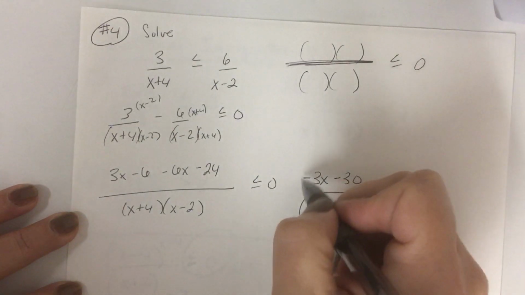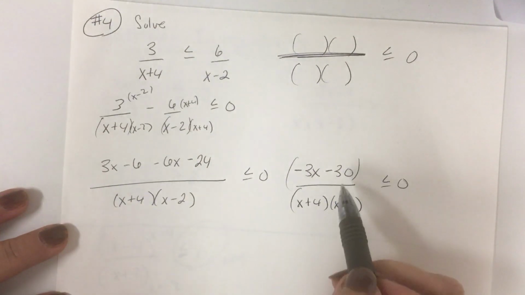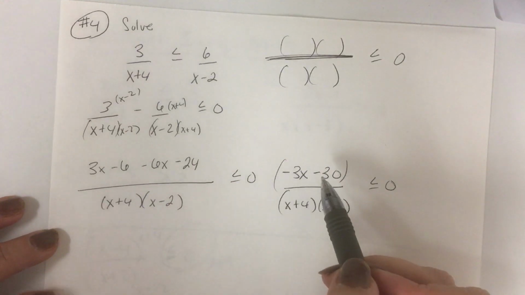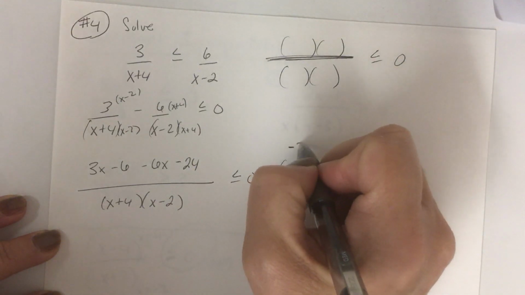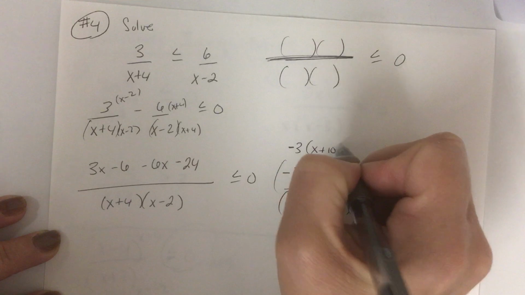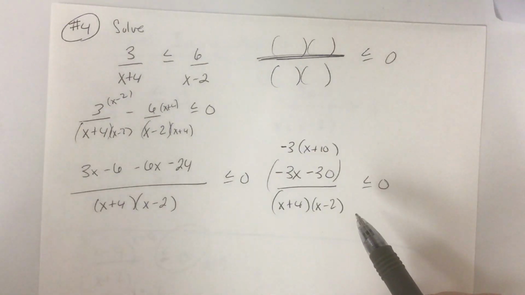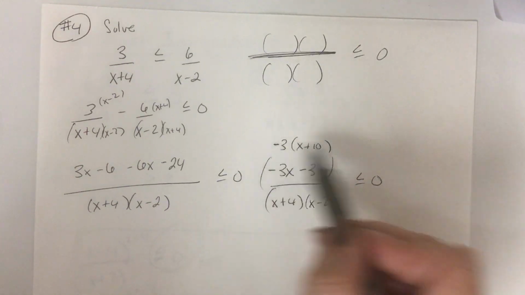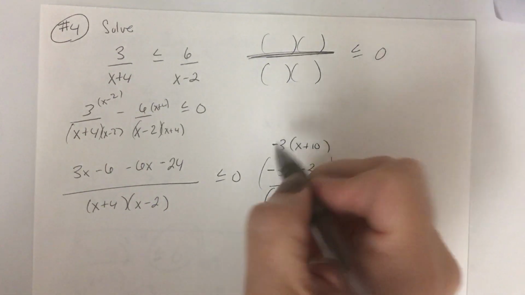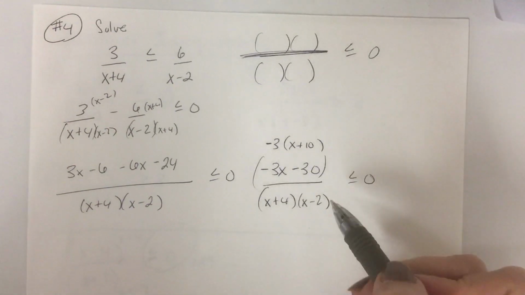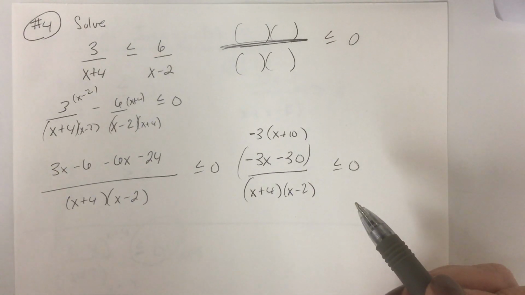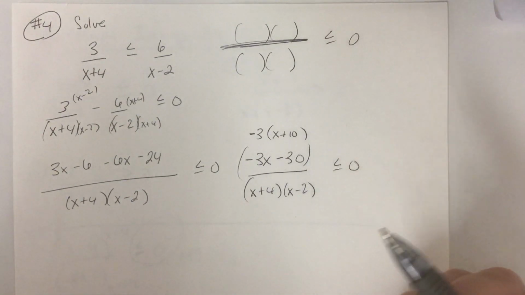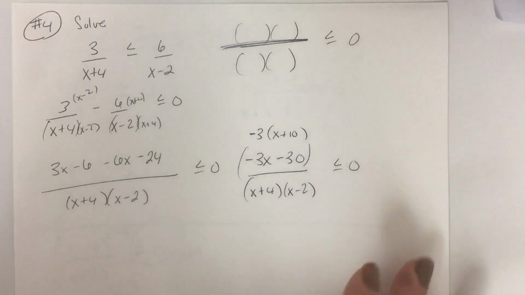So this top is like one factor. Now you could factor out a negative 3 if you wanted to. If you did, you'd have negative 3 times x plus 10. I would probably do that, but a lot of people wouldn't think to do that, so I'm going to work the problem without doing that, okay? If you see that and you want to work it that way, I think it's a little bit simpler, but a lot of you won't want to mess with that.